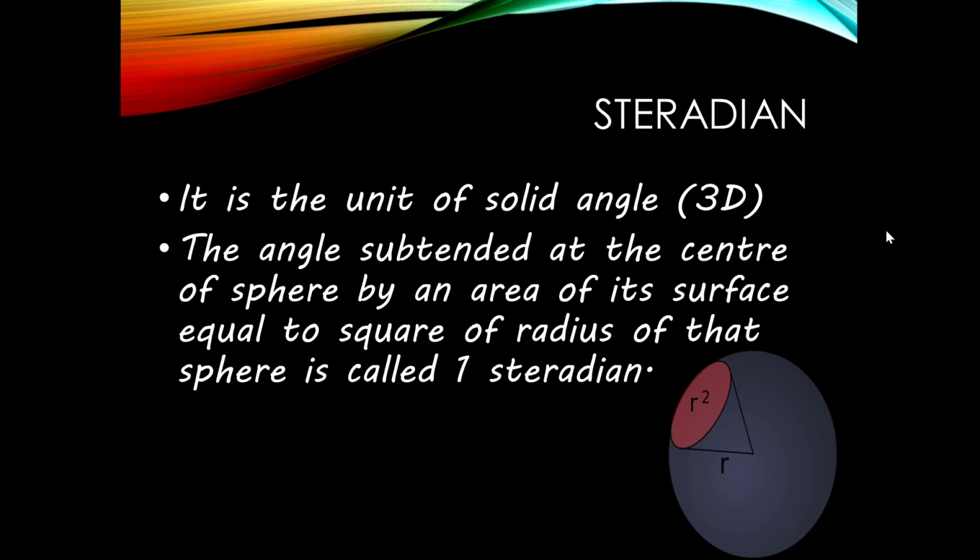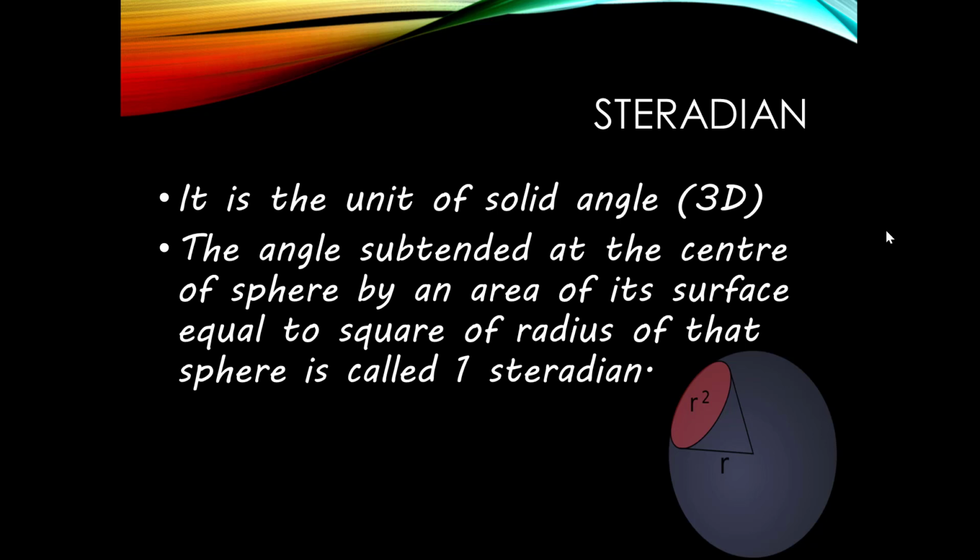3-dimensional angle. It is defined as the angle subtended at the center of a sphere by an area of its surface equal to the square of the radius of that sphere is called 1 steradian. In this definition, we are considering two things. First one, we have to consider a 3-dimensional surface. A 3-dimensional sphere basically means a surface which is having height as well, just like a ball.